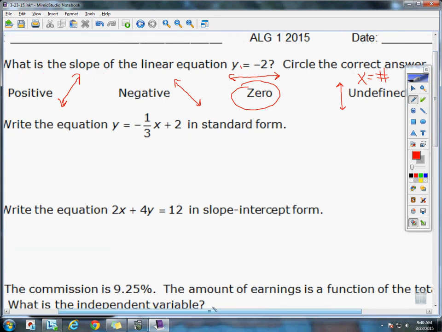Okay, number 16. Write the equation y equals negative 1/3 x plus 2 in standard form. So it's in slope-intercept form. To put it in standard form, you're going to have to do your exciting move again. If it's a negative, when you move it over, it'll become positive.